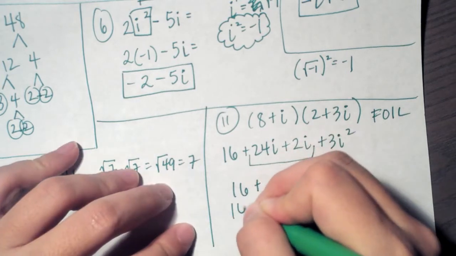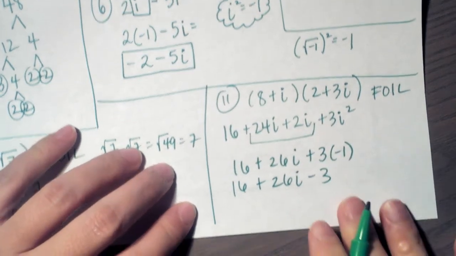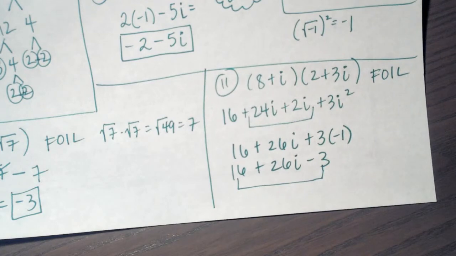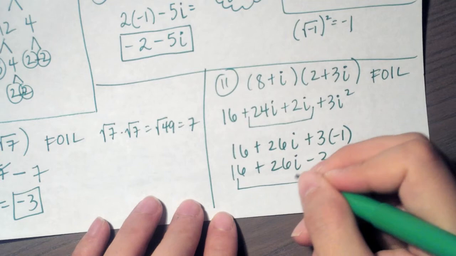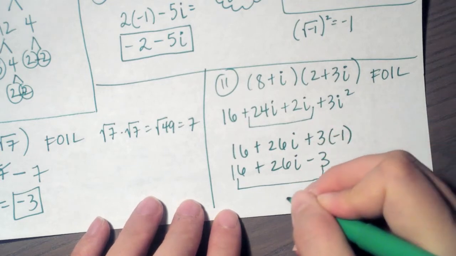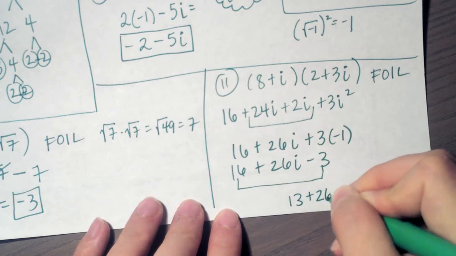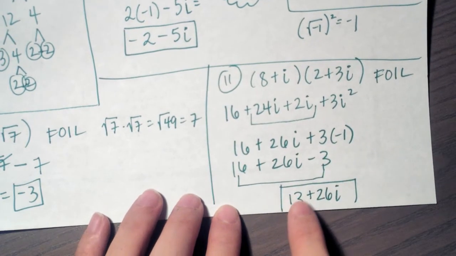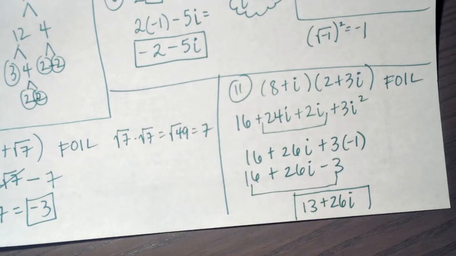So I have 16 plus 26i minus 3. Now I can combine like terms. 16 minus 3, you get 13. So this is going to be 13 plus 26i. I cannot smush a real number with an imaginary number. I cannot combine like terms. This is my final answer.